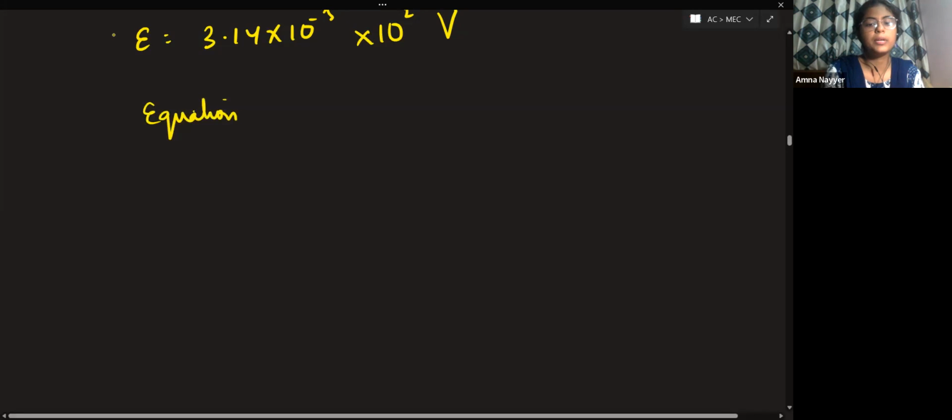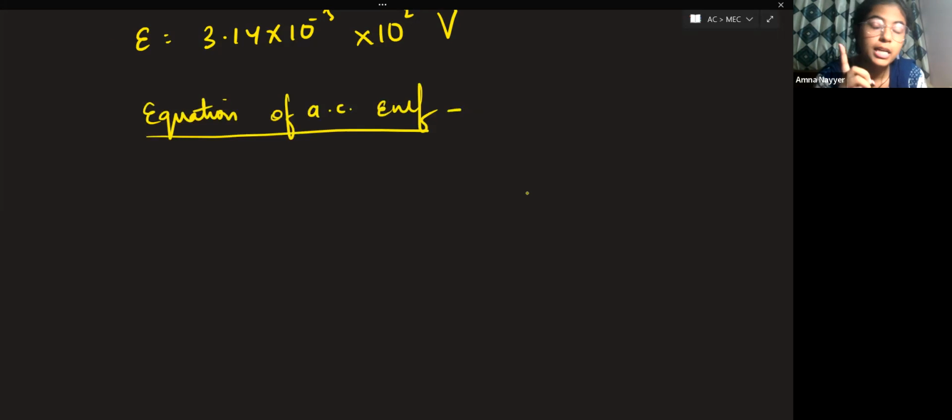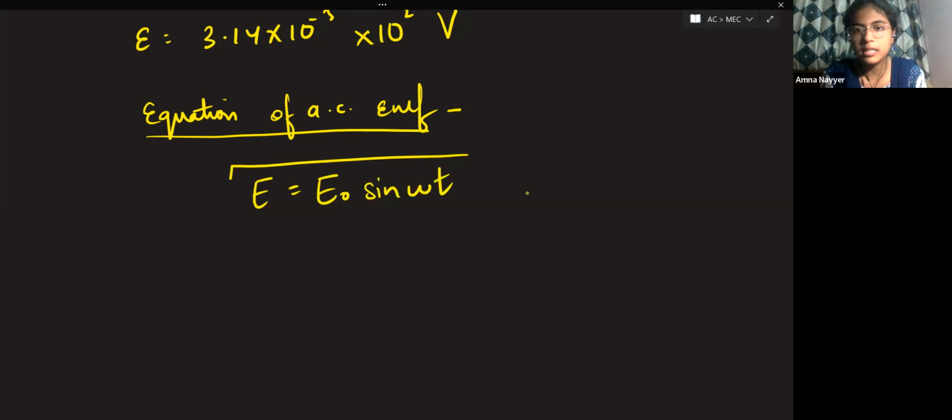So the equation of AC EMF. Now remember one equation. From this equation, you will be getting two questions which are asked in the board exams for half cycle, for full cycle, that we'll see. But first understand what is the equation. E is equal to E naught sine omega t.